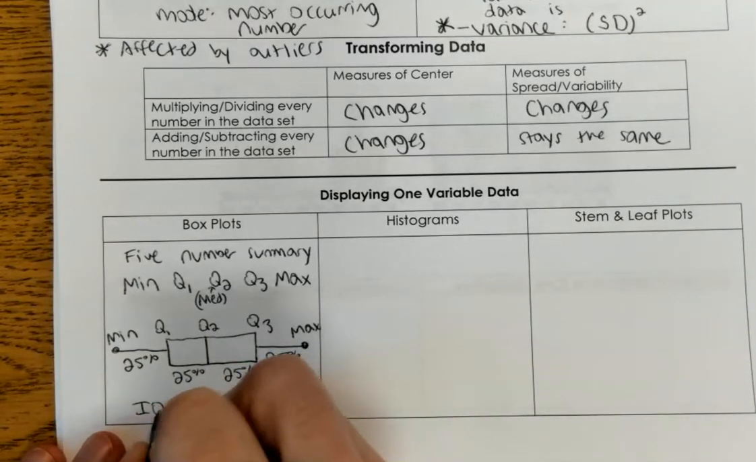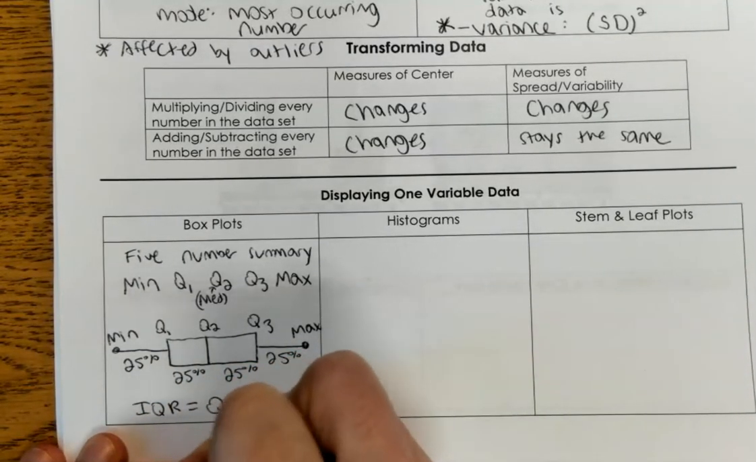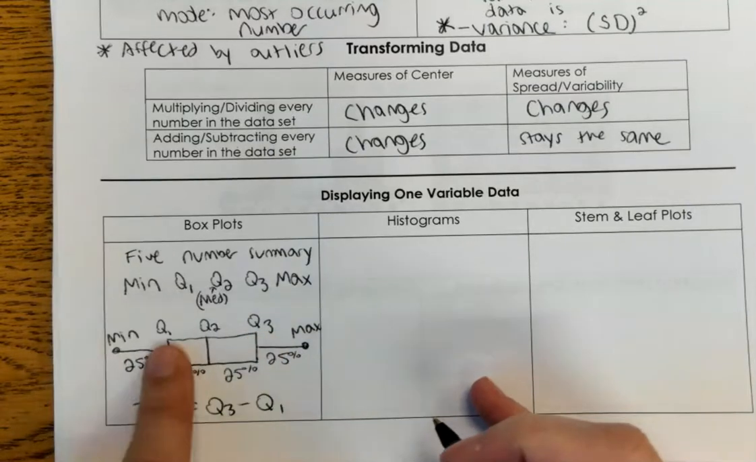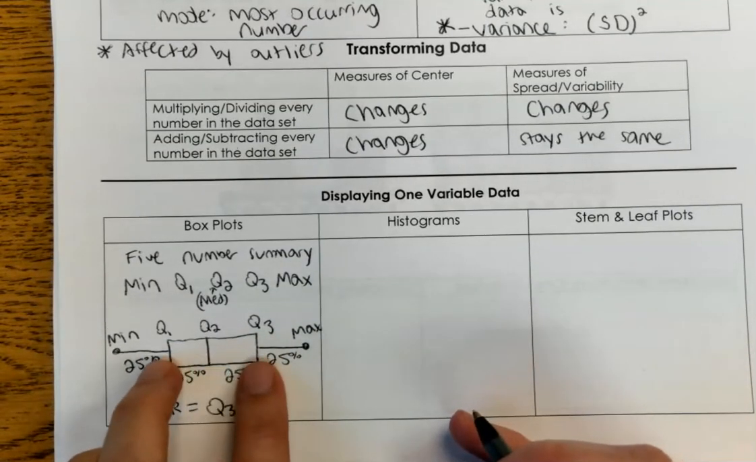And remember that your IQR is your Q3 minus your Q1. So this number minus this number. So your IQR is this spread, this box spread right here.